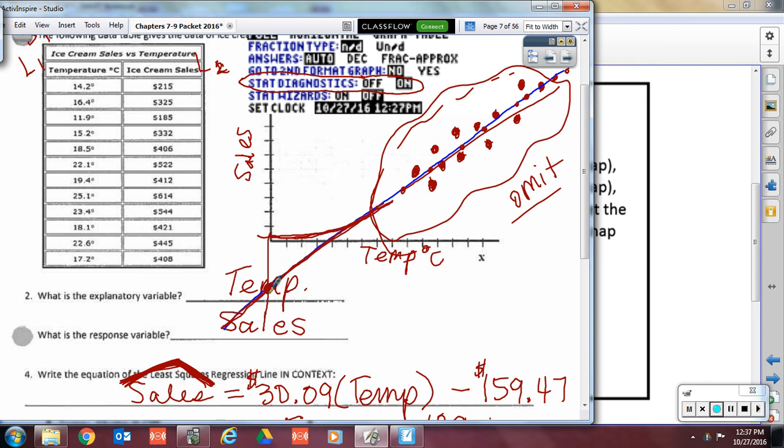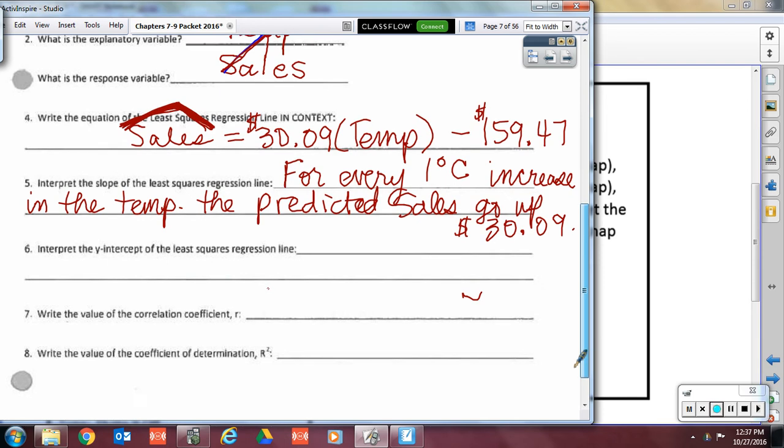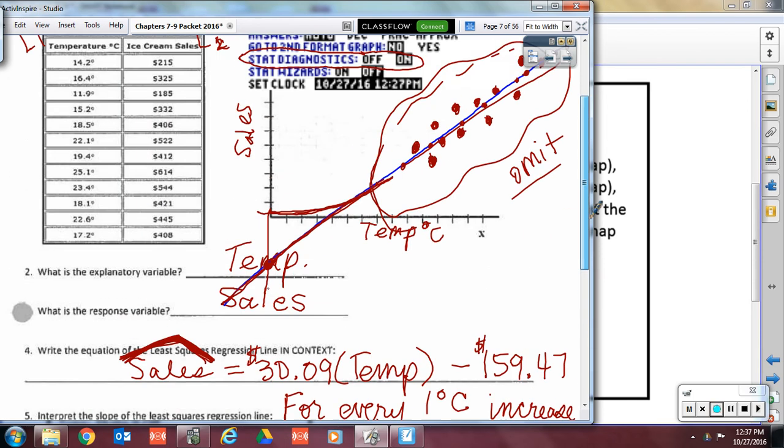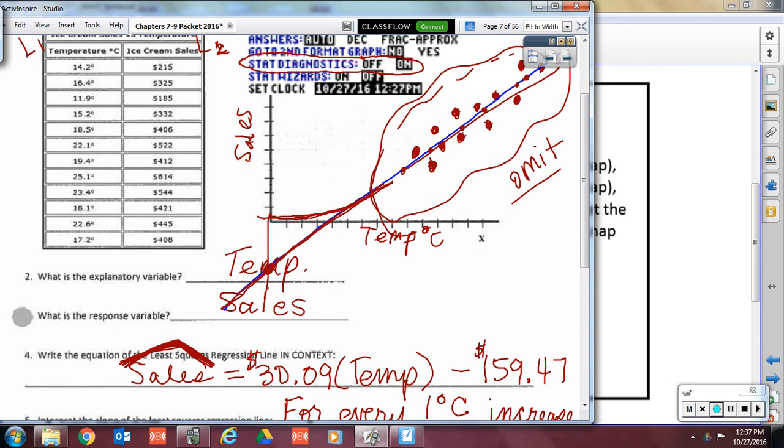So where does the y-intercept occur? Where is the y-intercept occurring? What is our temperature at that point? 0. Good. When the x is 0, that's when we have our y-intercept. So when the temperature is 0, our predicted sales are that negative 159.47.